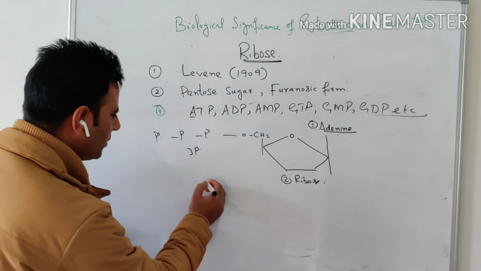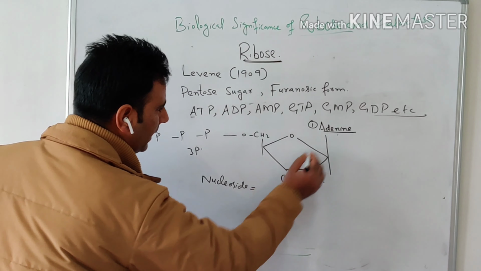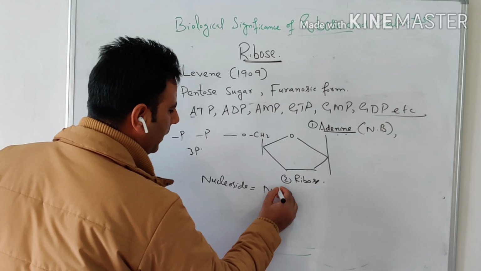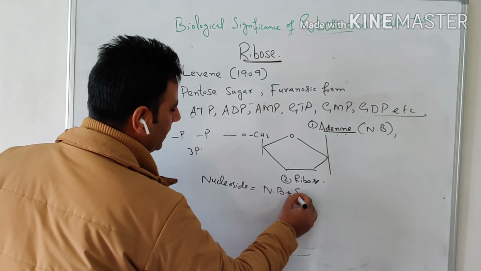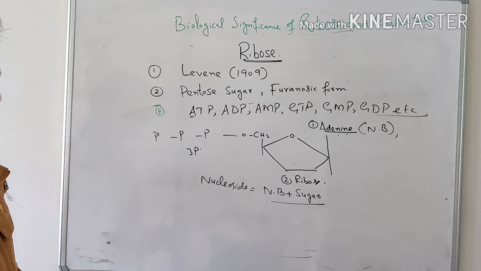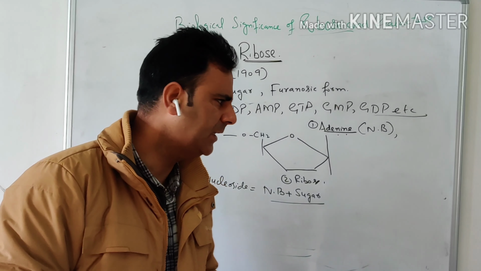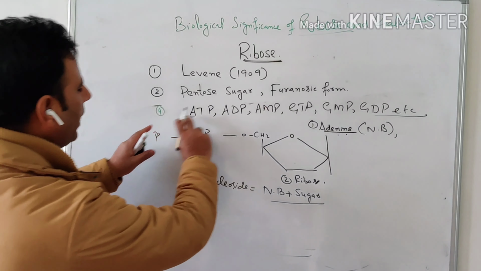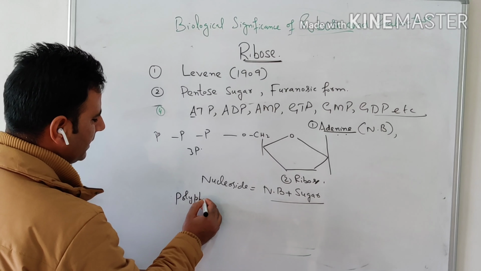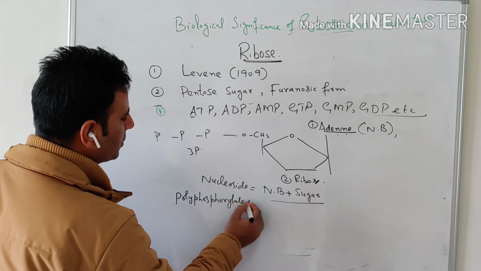What is a nucleoside? A nucleoside contains two things. It is made up of a nitrogenous base and sugar. So whenever you have the combination of nitrogenous base and sugar, we call it a nucleoside. And polyphosphorylated nucleosides.